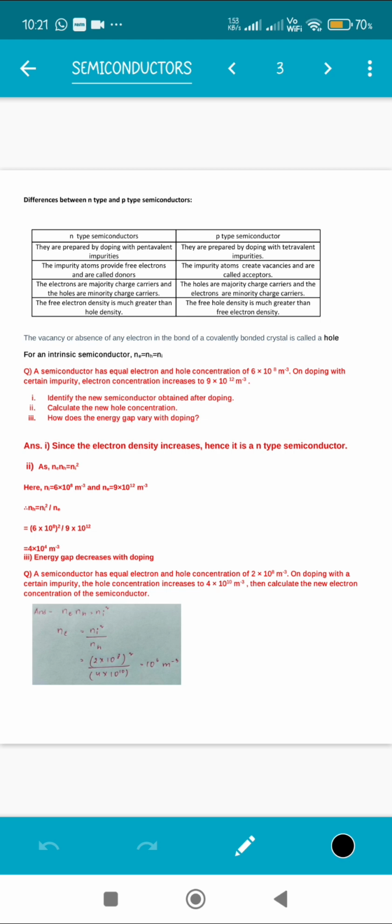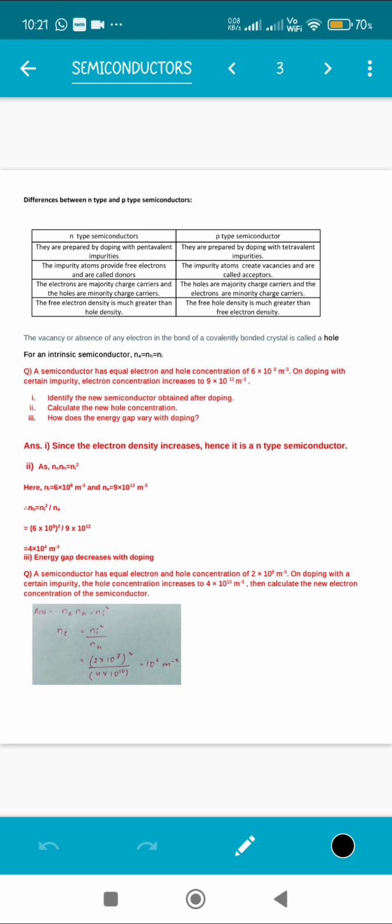N-type semiconductors are prepared by doping with pentavalent impurities, and P-type semiconductors are prepared by doping with tetravalent impurities. The first point is the type of doping that we have done. The impurity atoms provide free electrons and are called donors. I told you in N-type semiconductors, 1 electron will be left extra by each of the pentavalent atoms. So they are also called donors.